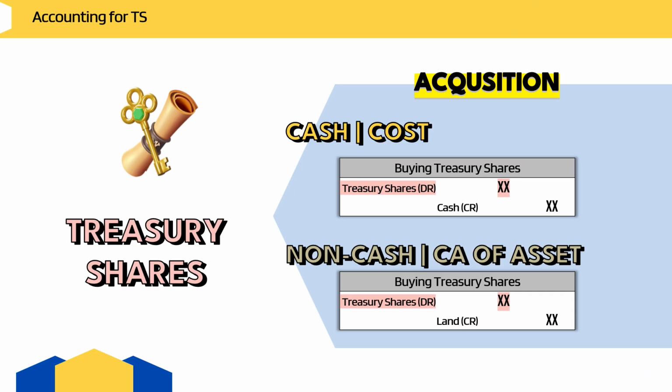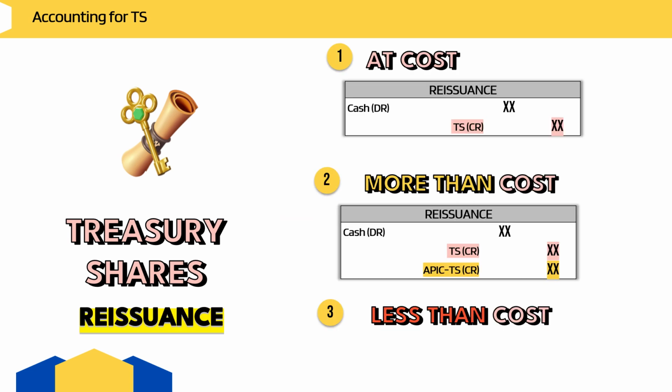250,000 pesos. So, ano lang yung major point? For treasury share acquisition, you ignore par value. You will only look at the cost of the cash that was given or the carrying amount of the asset that has been provided. Now, the real reason why you want to buy treasury shares is so that you can actually reissue them either at cost, at more than cost, or less than cost.